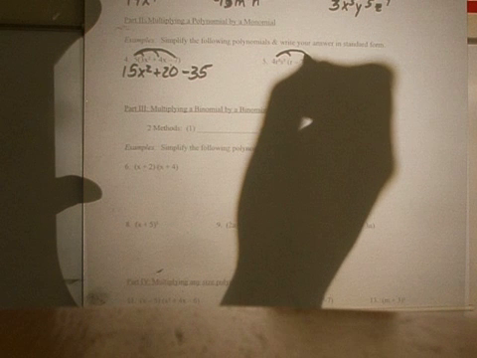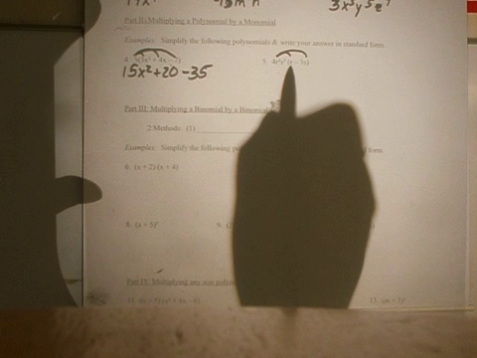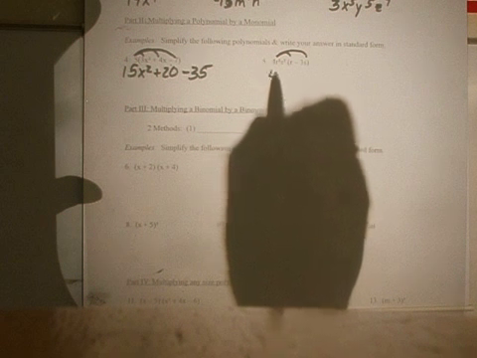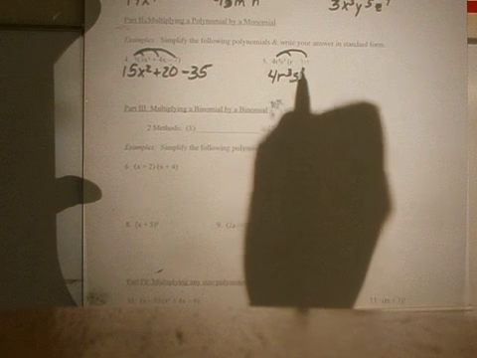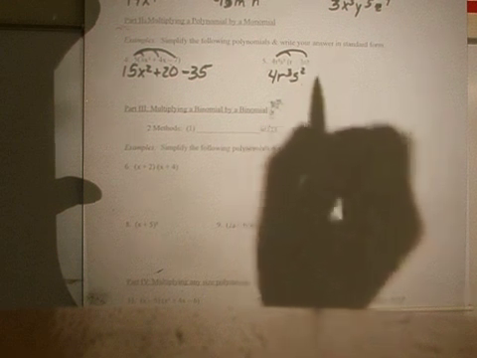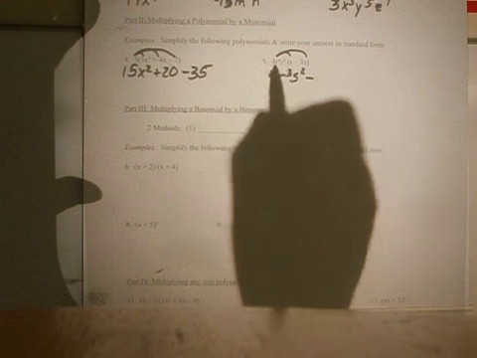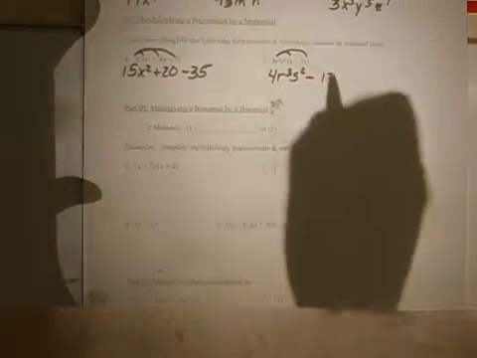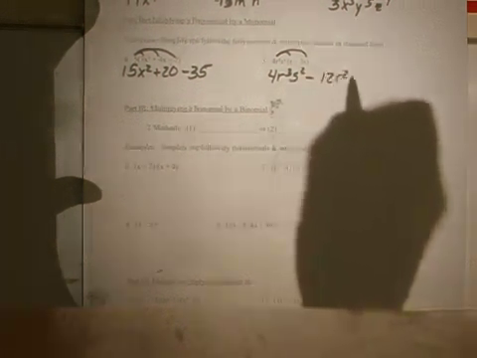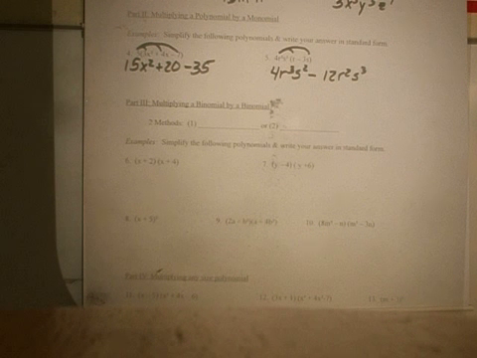Example 5 is again a distributive property. 4r squared s squared times r ends up being 4r to the third s squared. When you multiply, you add those exponents. And then 4r squared s squared times 3s will be a 12r squared s to the third. And you'll notice I kept the subtract sign in the middle there.